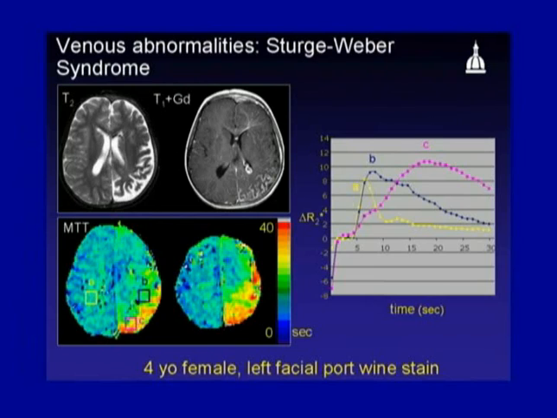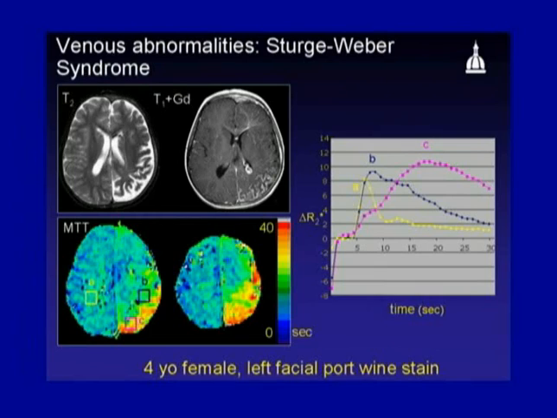Just one other example before I leave cerebrovascular disease. You can also use perfusion imaging to look at venous abnormalities as opposed to arterial abnormalities. This is a patient with Sturge-Weber syndrome, and you can see the extensive atrophy of the left hemisphere and leptomeningeal enhancement. The venous angioma these patients have causes basically venous congestion, slow flow. And you can see that when you look at these wash-in and wash-out curves here. So the yellow one here is in the normal hemisphere.